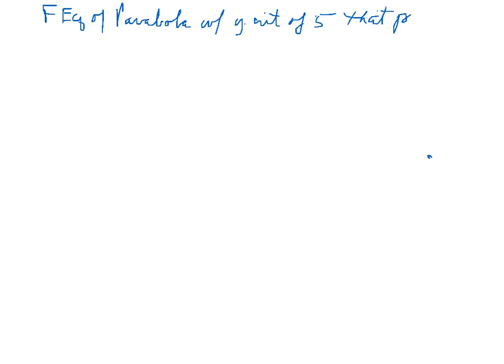Find the equation of the parabola with y-intercept of 5 that passes through the points (1, 15) and how about (-3, -1)? Okay.